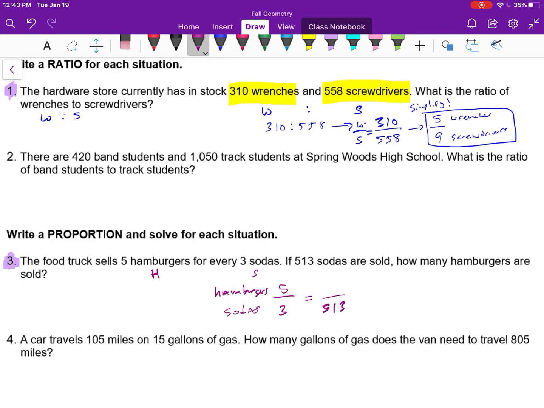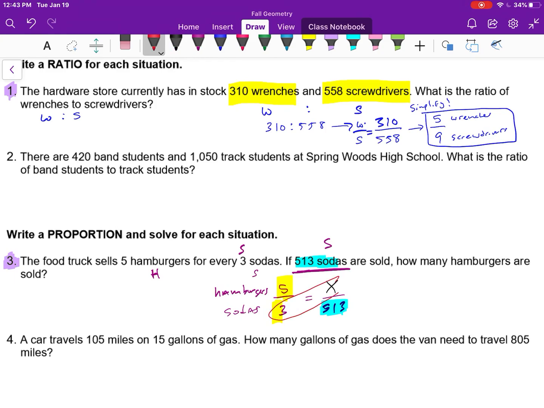513. Now, here are my sodas, the second quantity I have, so I'm going to put it right here. These first two come right there. As I set these up, I'm going to determine how many hamburgers are sold. So this is going to be my x, because x is what you're always looking for. Just make sure that you are aware of that. When you set this up, you need to cross multiply. So let's do that.